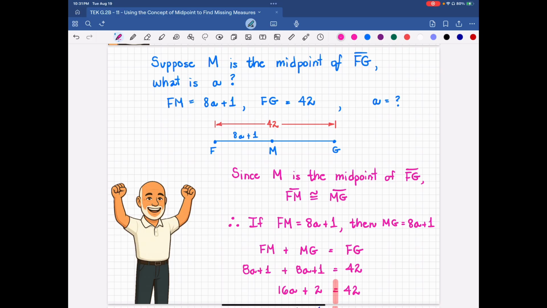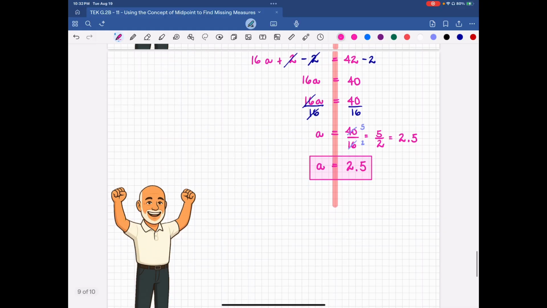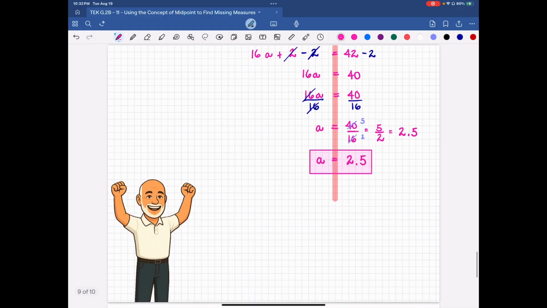Here's the answer to our second problem. Please pause the video and check your answer on the next two slides. When you're finished, press play to continue. Here is slide 1. Here is slide 2.